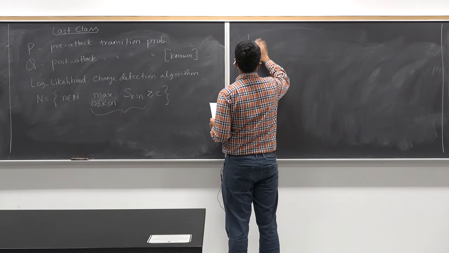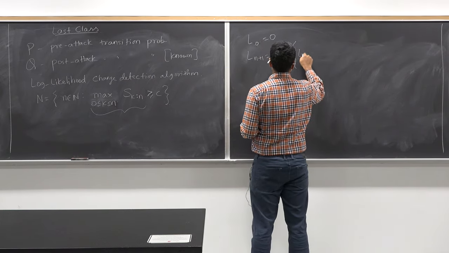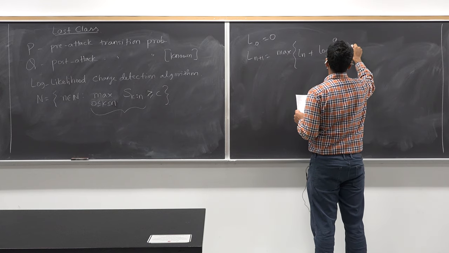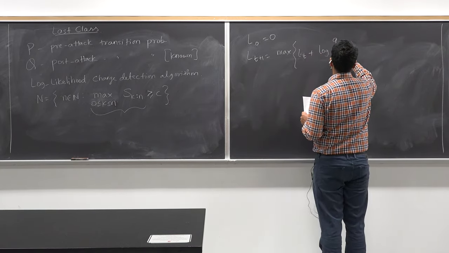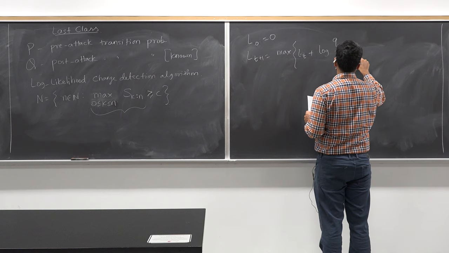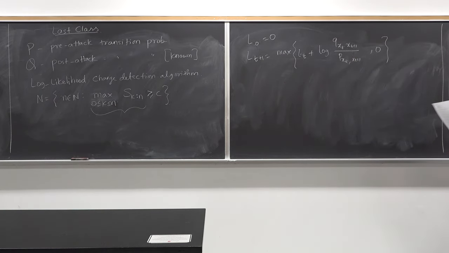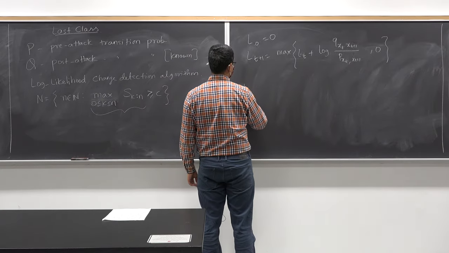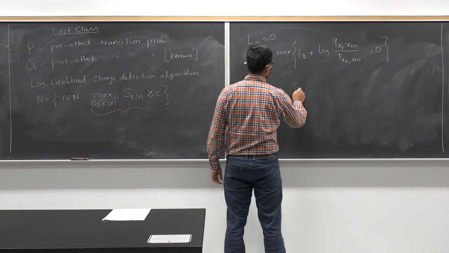You define L_0 equals 0 and L_{n+1} equals max of L_n plus log of q(x_t, x_{t+1}) over p(x_t, x_{t+1}), comma zero. And it turns out that this L_n is the same as max over 0 less than or equal to k less than n of S_k to n.